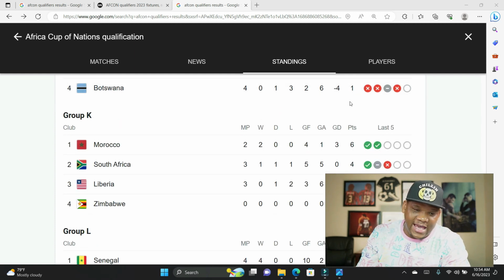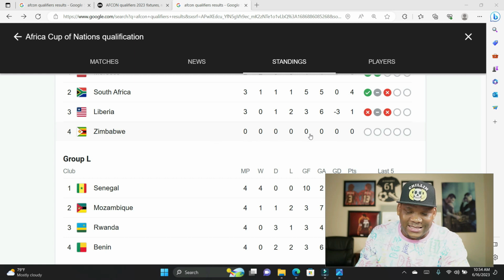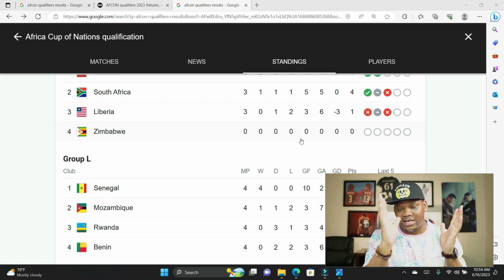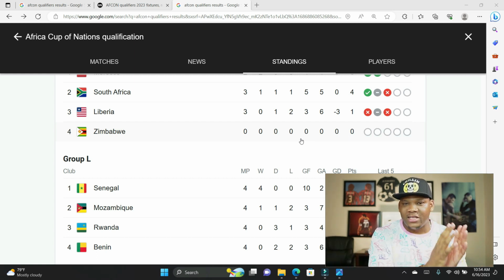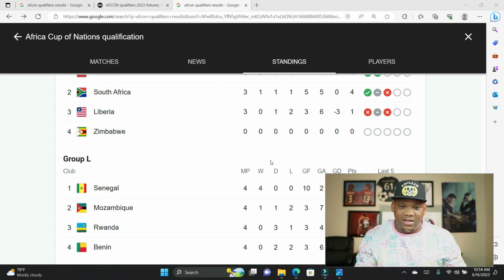So Group K: Morocco, South Africa, Liberia, and Zimbabwe. Here's the other team, Zimbabwe. Yep, I was right. Zimbabwe is the other team that was banned by FIFA from playing any FIFA-related fixture, including AFCON. The same problem as Kenya, because FIFA said the government is interfering too much in the sport business. Whatever that means, only FIFA knows, because like I say, I know for a fact that in most of these countries, the government is interfering heavily in football business.